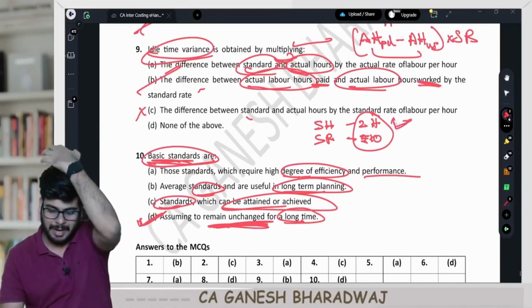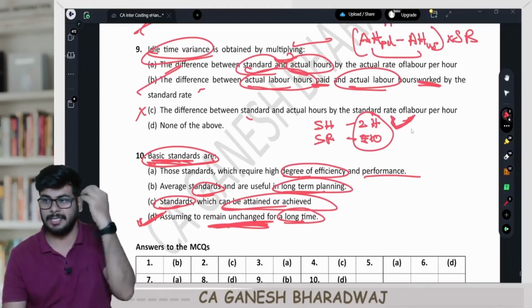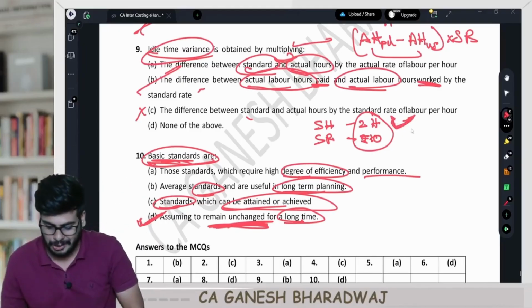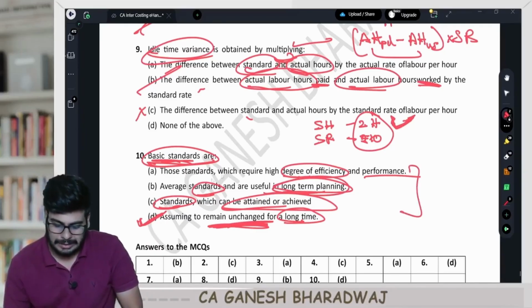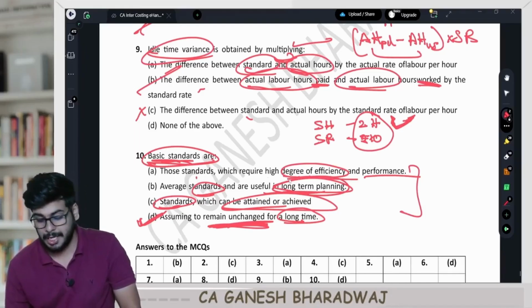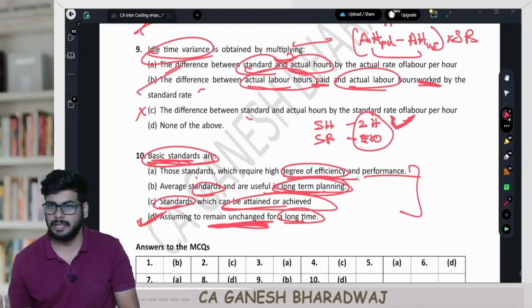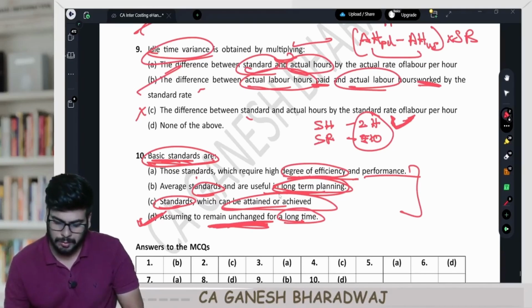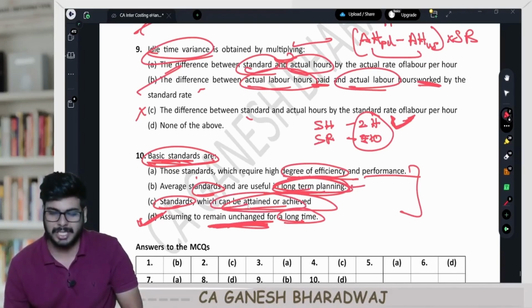Right? So when I'm preparing the standards, I will assume this to remain over a long period of time. Are you clear with this, guys? Yes, they are useful in long-term planning. See, the others are all very vague. Those standards which require a high degree of efficiency and performance, who said? No, standard is what you should be incurring, that's all, right? So they are useful for long-term planning, quite vague, which can be attained or achieved.